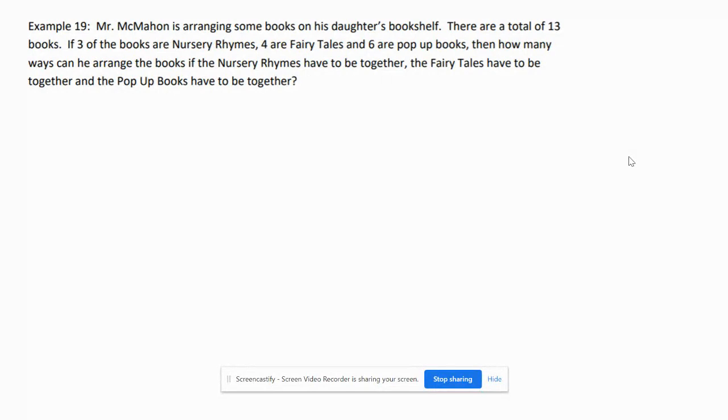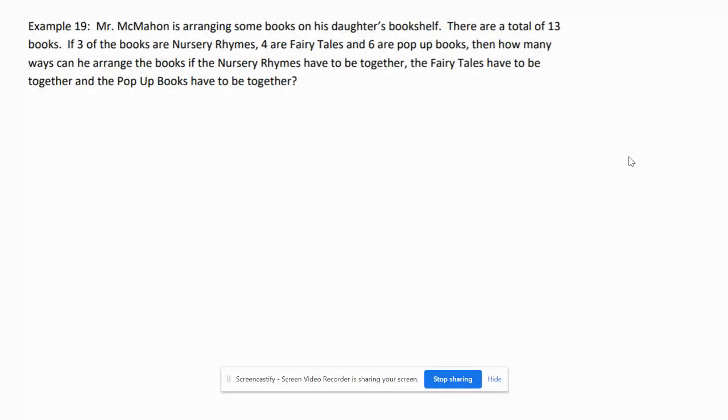So Mr. McMahon is arranging some books on his daughter's bookshelf, for a total of 13 books. 3 are nursery rhymes, 4 are fairy tales, and 6 are pop-up books. How many ways can you arrange the books if the nursery rhymes have to be together, the fairy tales have to be together, and the pop-up books have to be together?